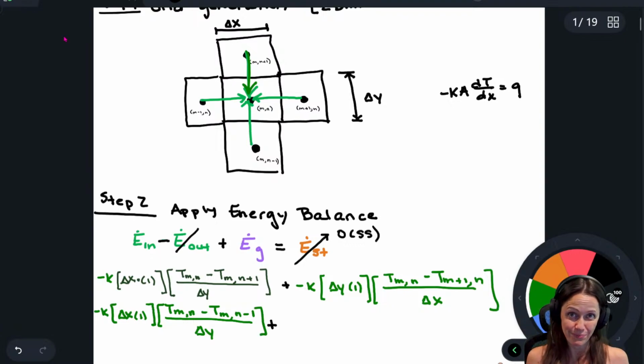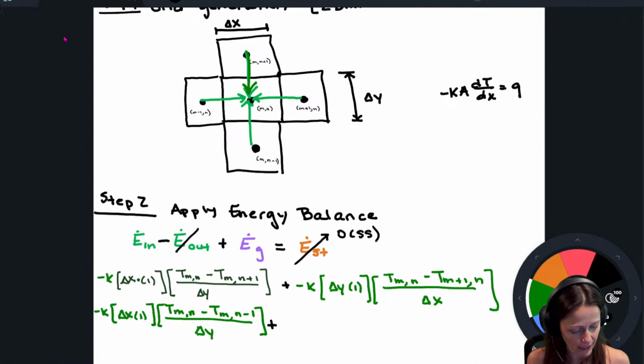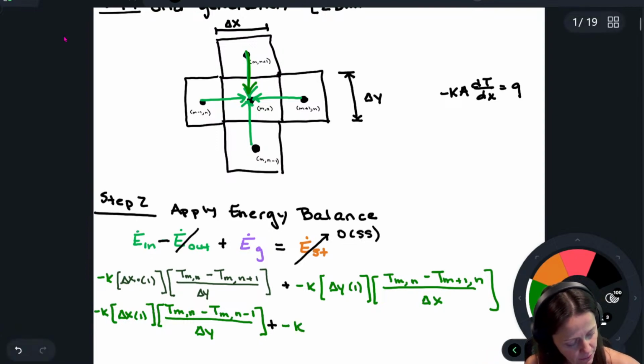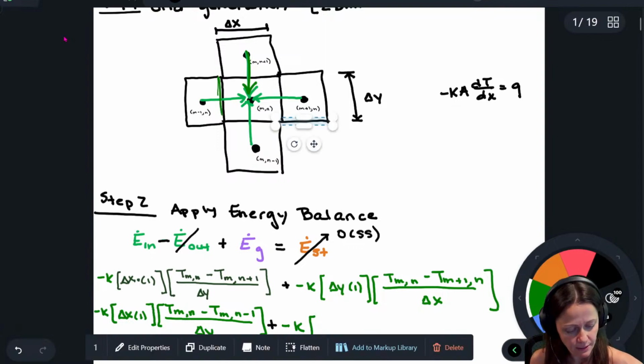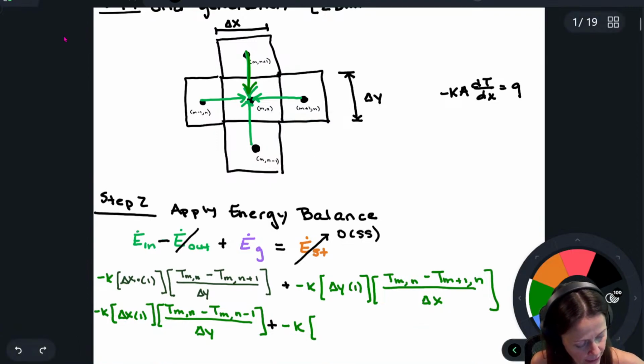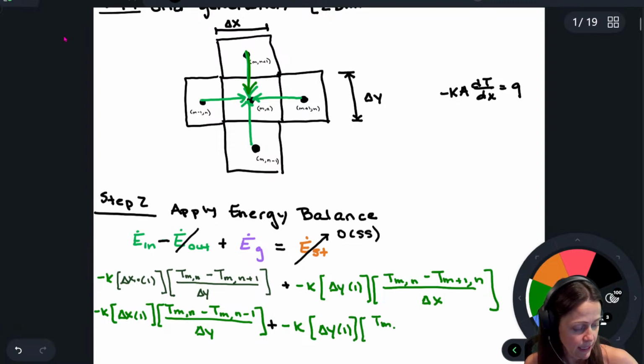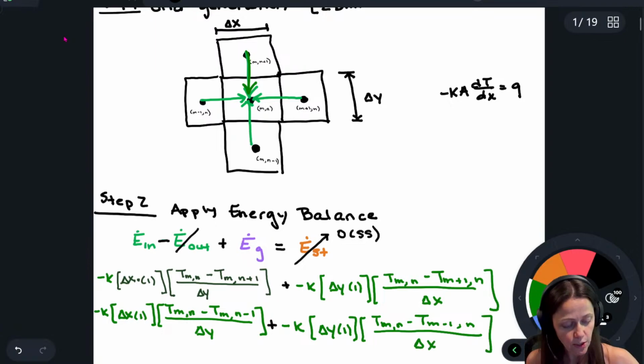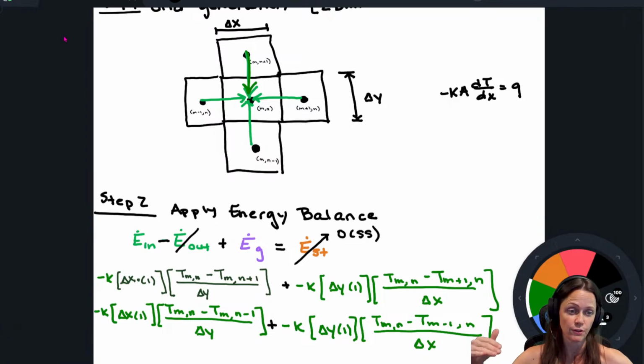One more, coming from 9 o'clock, from the right. I have negative k times this area right there, which is delta y times 1 in the z direction. Then I have T_mn minus T_m-1,n over the distance between those nodes, which is just delta x. So those are all the heat transfer vectors due to conduction from all the neighboring elements.